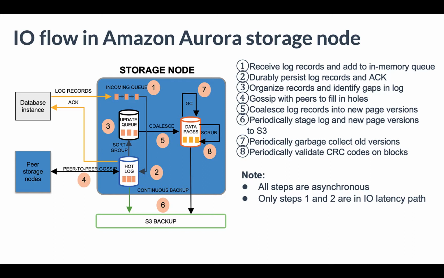So what happens after we persist it? In step 3, we need to make sure that we have all the log records in sequence. If we are missing one of the log records, the undo and redo protocols won't work during the recovery stage. So let's say, for example, we have log records 5 and 7, and we are missing log record number 6. At that point, we talk to the peer storage nodes and get the missing log record number 6. Once we have all the log records, every once in a while we go and generate the data pages.